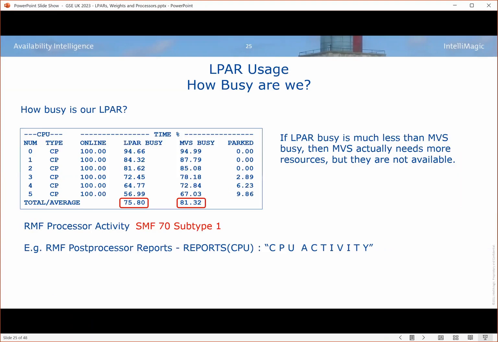If we go back to an RMF report, CPU activity, one interval, we can see, for example, the LPAR busy for those 6 processors and the MVS busy. If the LPAR busy is below MVS busy, and often below MVS busy, that's telling me that MVS actually needs more resources than it is assigned. So we need to maybe look at things like the relative weight for this particular LPAR. That to me is the first indicator that I need to look at something.